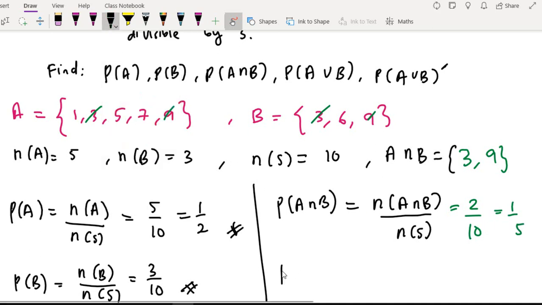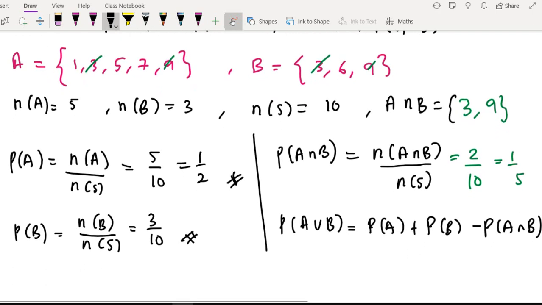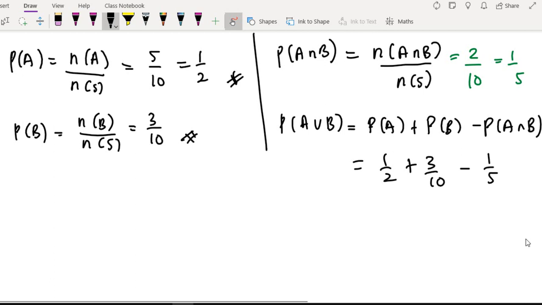For A union B, using the formula P(A) plus P(B) minus P(A intersect B), we substitute the values here: 1 over 2 plus 3 over 10 minus 1 over 5. You can calculate and find P(A union B) is equal to 6 over 10, or 3 over 5.